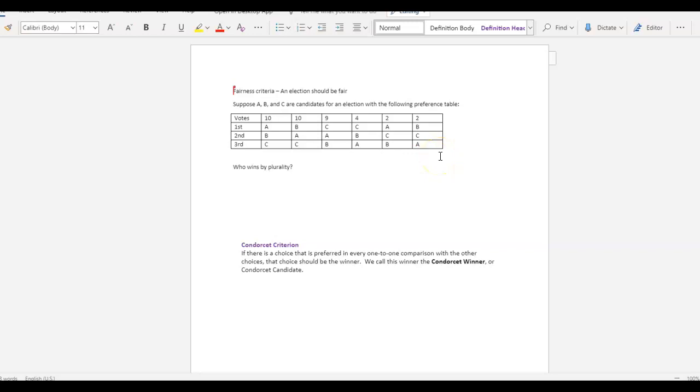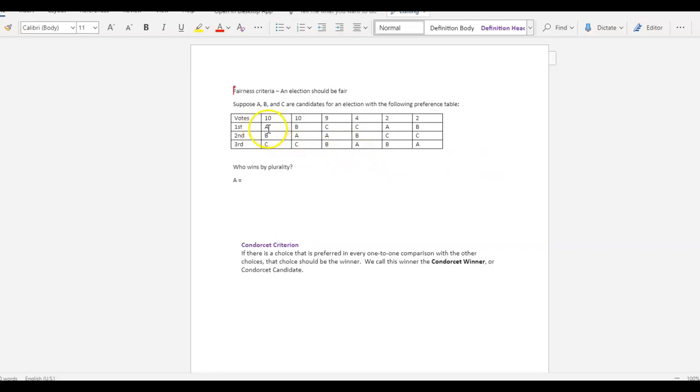But first, let's suppose that we have A, B, and C that are candidates for an election. And we've got a preference table that's already been added up and tallied there for us. We want to know who wins by plurality. Okay, so let's remember that plurality was first place votes.